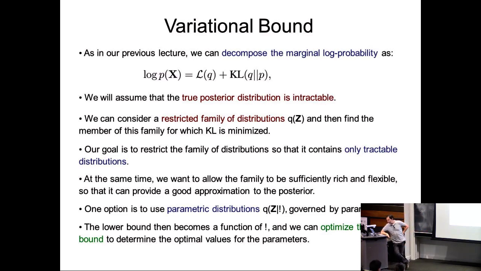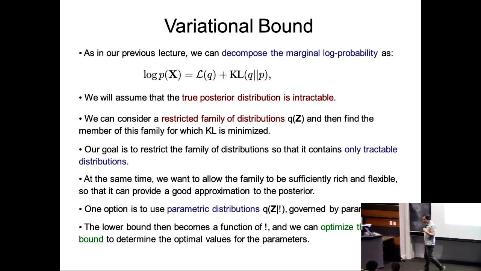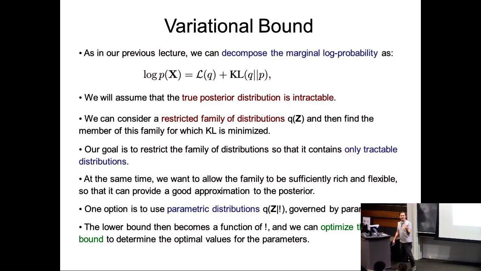So one option is to use parametric distributions. And that's exactly what we'll see later in the class, and that's exactly what we've seen with deep belief networks and deep Boltzmann machines. We might have some approximating posterior over the latent variables parameterized by some parameters omega. And we're going to be optimizing over these parameters. Then the lower bound becomes a function of omega, and we can optimize the lower bound to determine the optimal values of these parameters. And that's exactly what we've seen in deep belief networks.